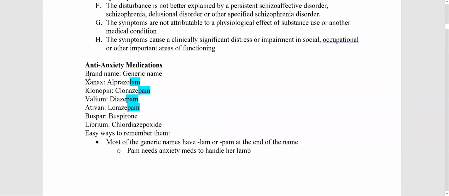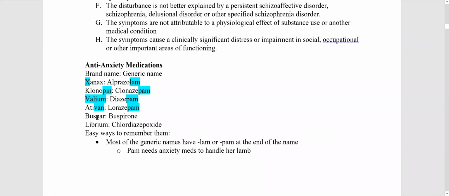But some tricks, again: Xanax tends to X out the anxiety. Klonopin puts the pin in the anxiety and holds it together. Valium turns down the volume of the anxiety. Ativan drives away the anxiety.